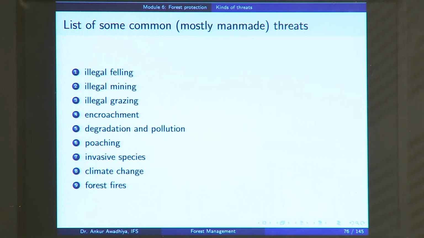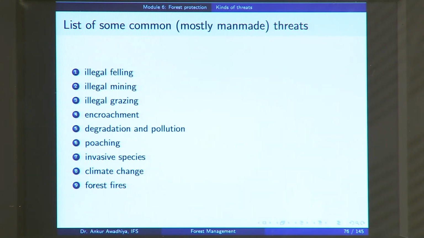Then you have the problems of forest degradation and pollution in forest areas. Now, degradation is a situation where the habitat quality has come down to such an extent that the forest is unable to support that many species or that many individuals of certain species, and in that case we say that the forest has become degraded. And we are seeing large scale degradation of forest because of either the felling of trees, or because of grazing, or also due to pollution.